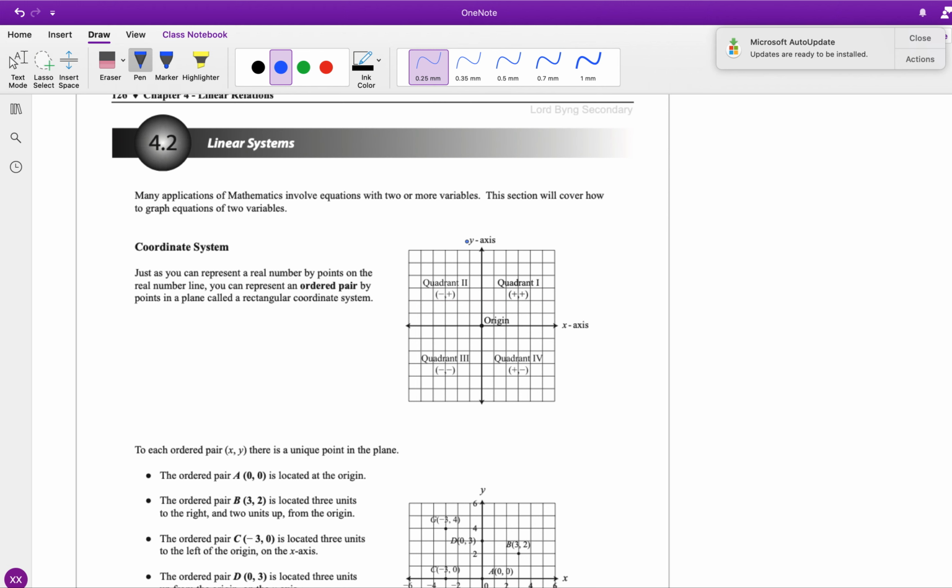Hello everyone. This is 4.2 linear systems. Linear systems, using another word, we also could say linear functions. Okay, let me explain what's going on here. In the previous chapter, chapter 6, we are very used to how to solve a linear equation. Now, it's not a linear equation anymore, it's a linear function.